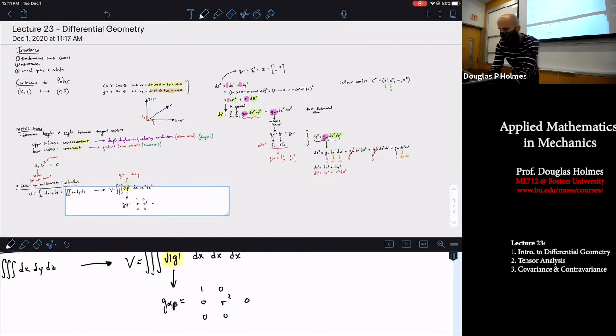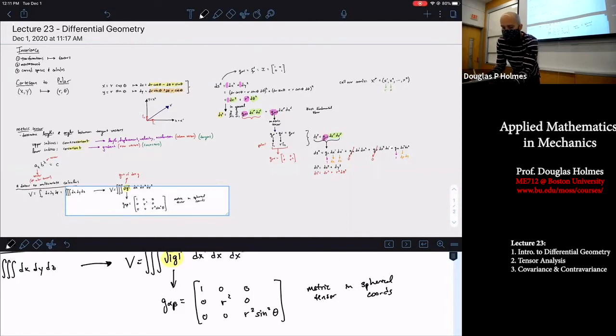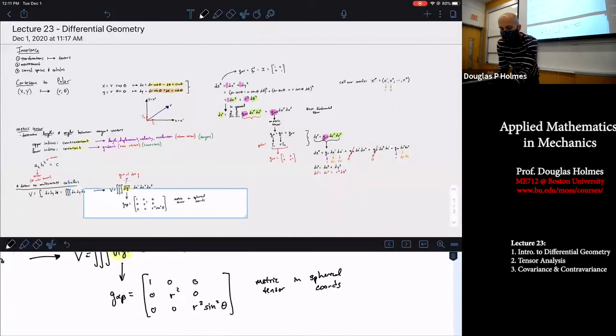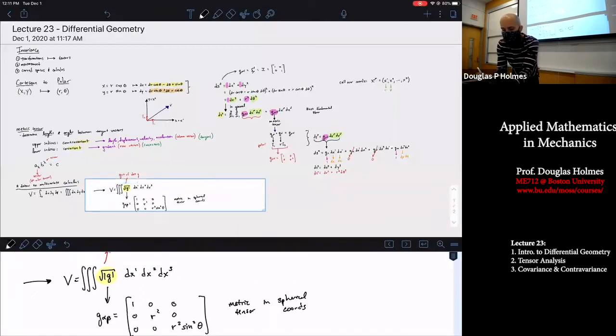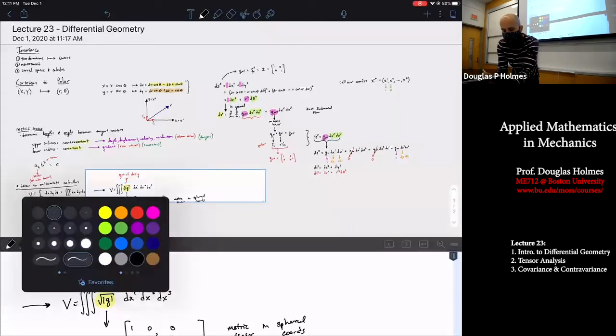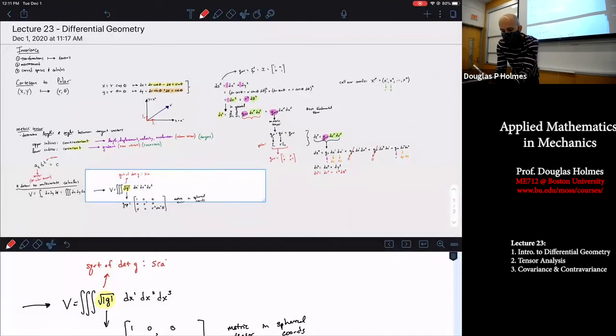In spherical coordinates, you'll just have to take my word for this right now. We can derive it together later if you're interested. In spherical coordinates, your metric tensor looks like this. So this is telling me that in order to take this volume integral, I need to calculate the determinant of G and then take the square root of that. This thing has a particular name, doesn't really matter, but it's called the scalar density.